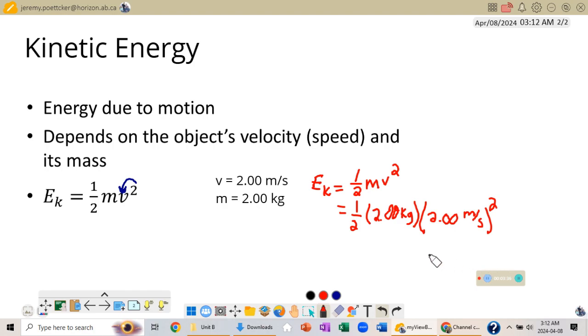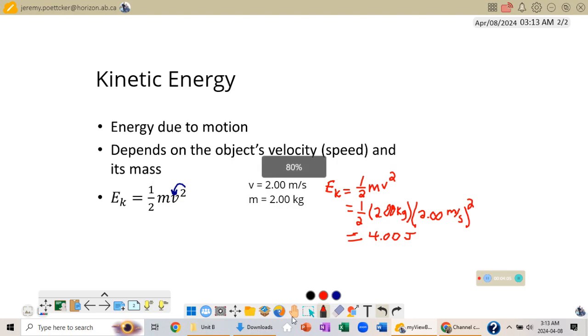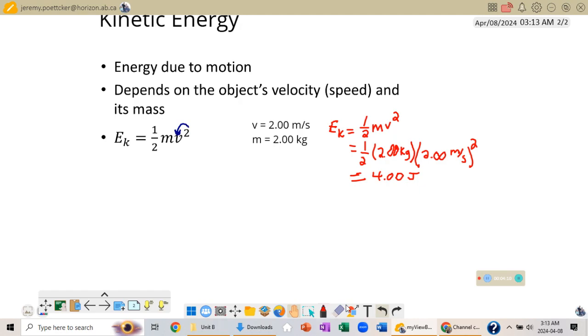So thinking order of operations, I am going to do my exponent first, so 2 squared is going to be 4. 4 times 2 is 8. Times 0.5, or divided by 2, is going to be 4. And my answer here is going to be 4.00 joules. All right, pretty straightforward, I think. Let's move on and look at another one really quickly.